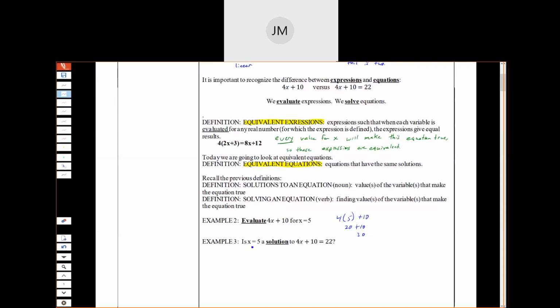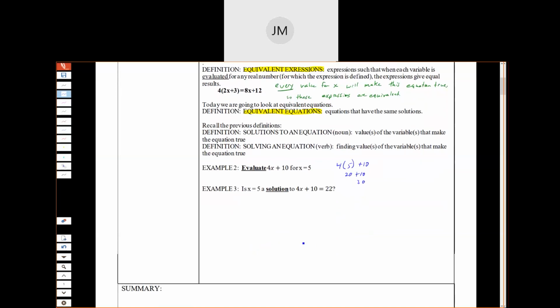Now, let's have another question. Is x equals 5 a solution to 4x plus 10 equals 22? I don't have to do any work here because I already know that when x is equal to 5, 4x plus 10 evaluates to 30. So I know that when x equals 5, I would have 30 equals 22, which is false. So x equals 5 is not a solution.